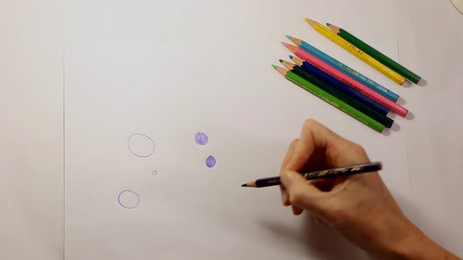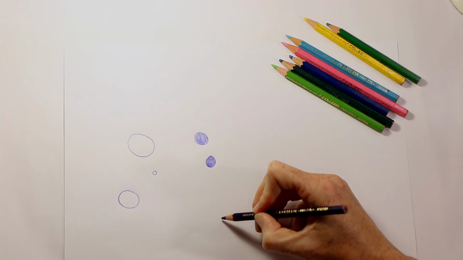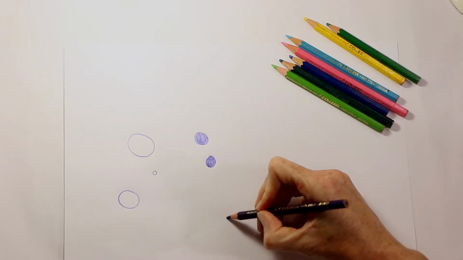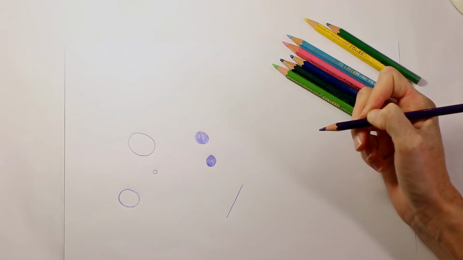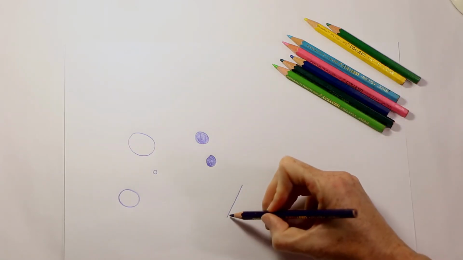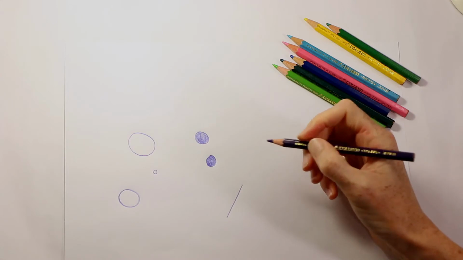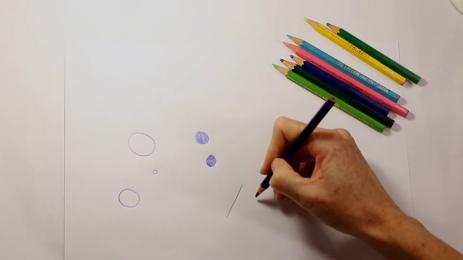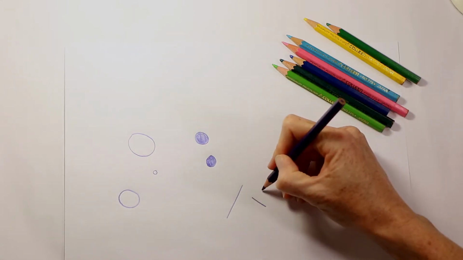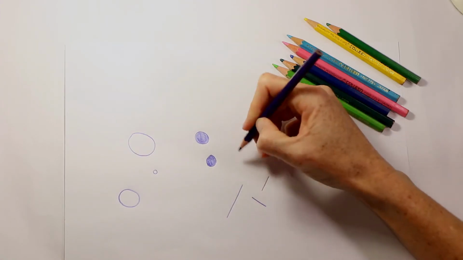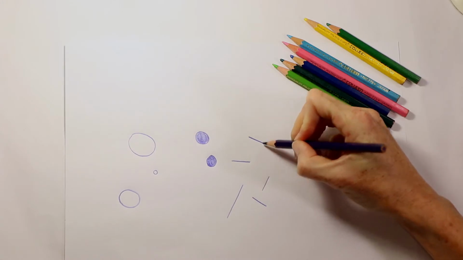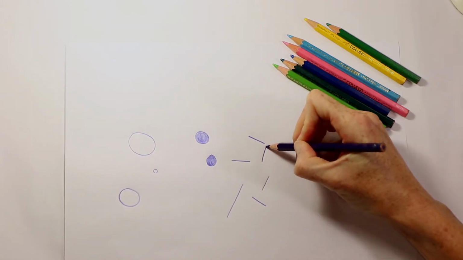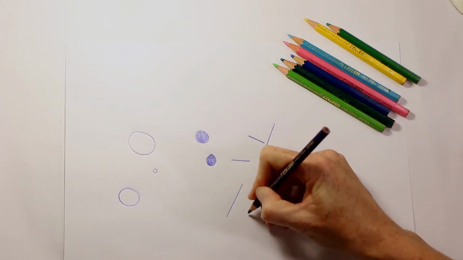Now let's look at some lines. The third element of shape is a straight line. The key point to remember is that it is absolutely straight. It can face any direction though. It need not be in one direction. It can also vary in length.